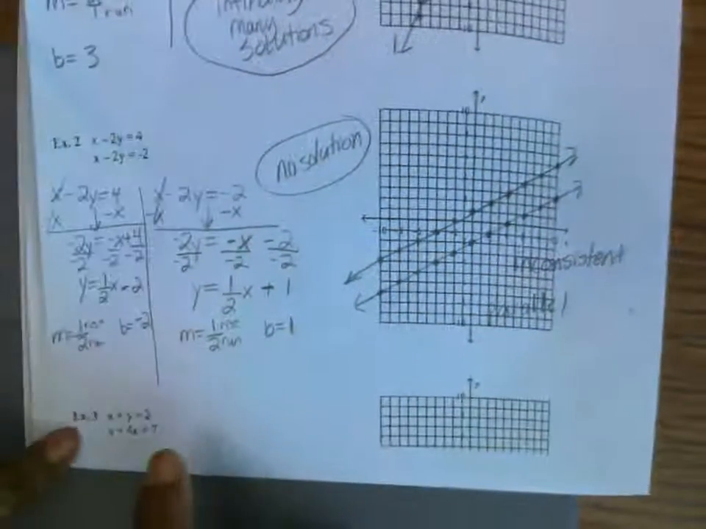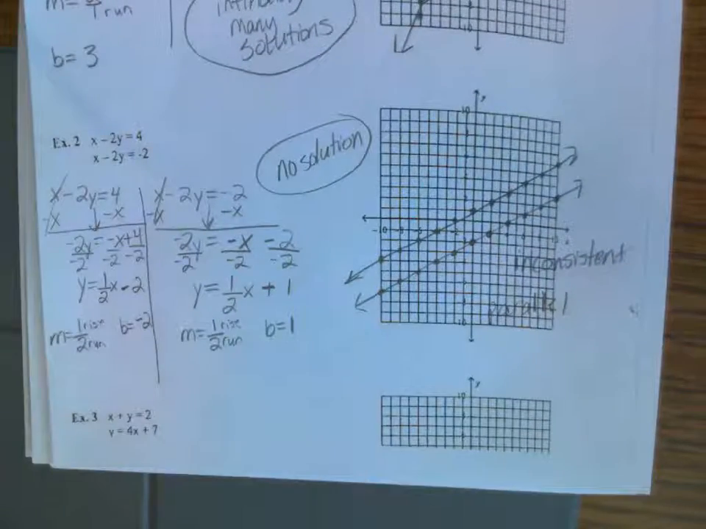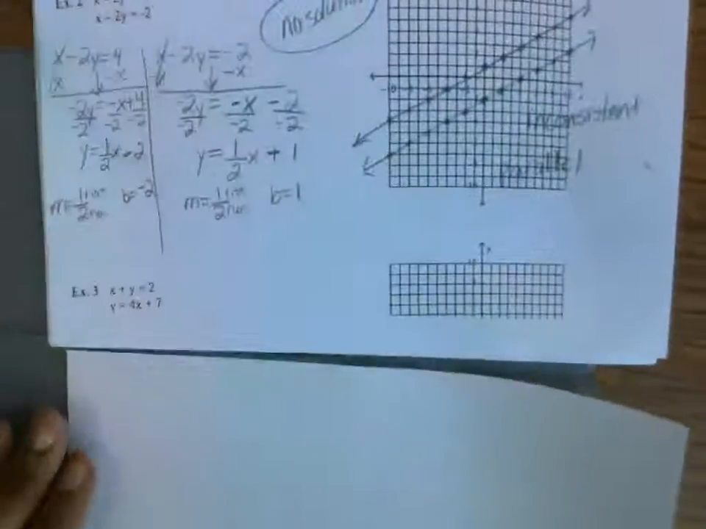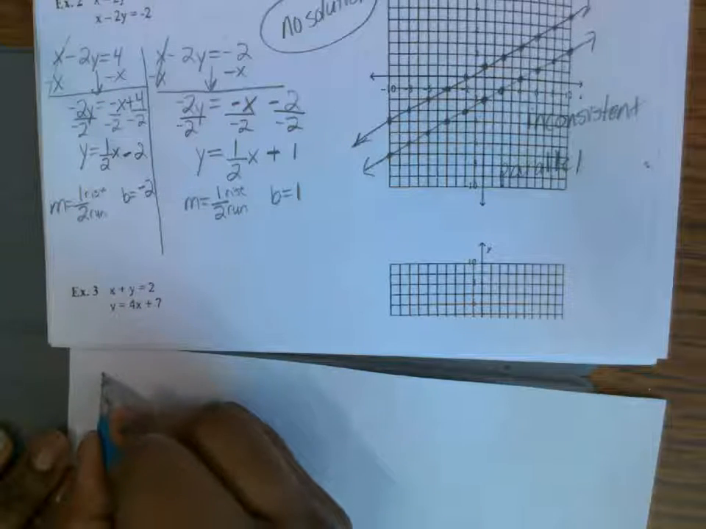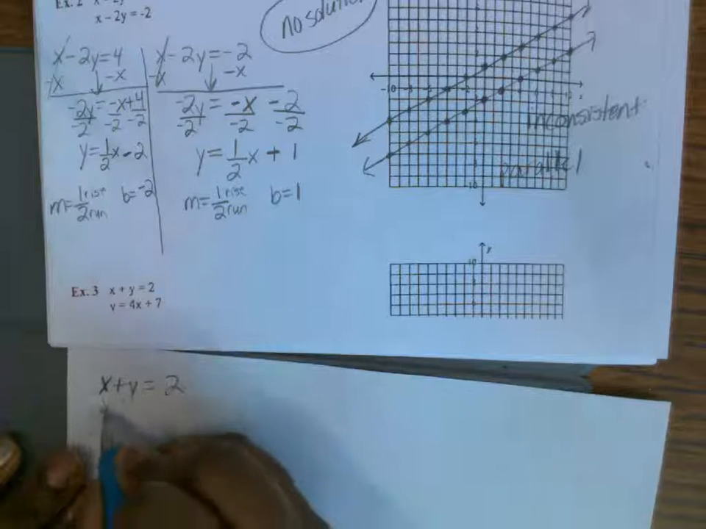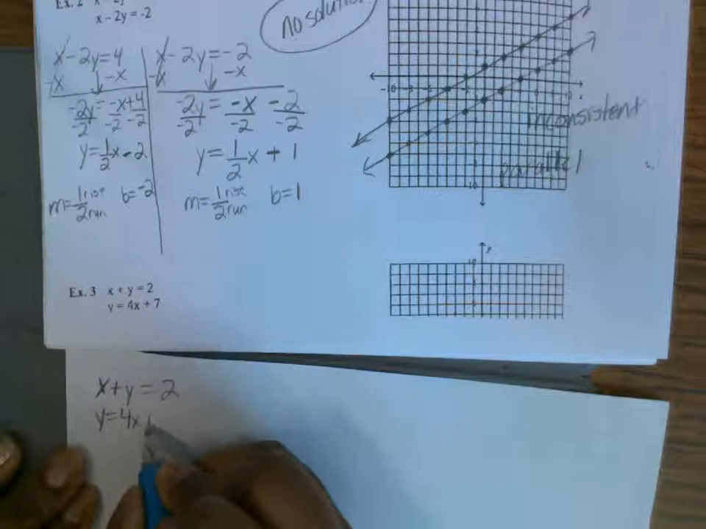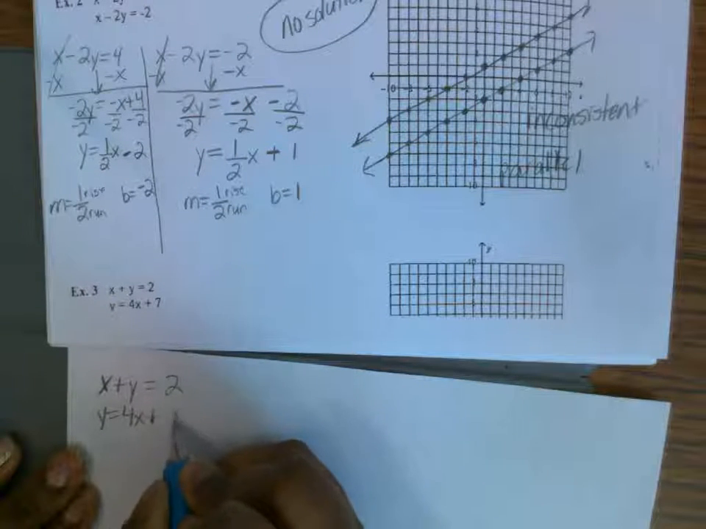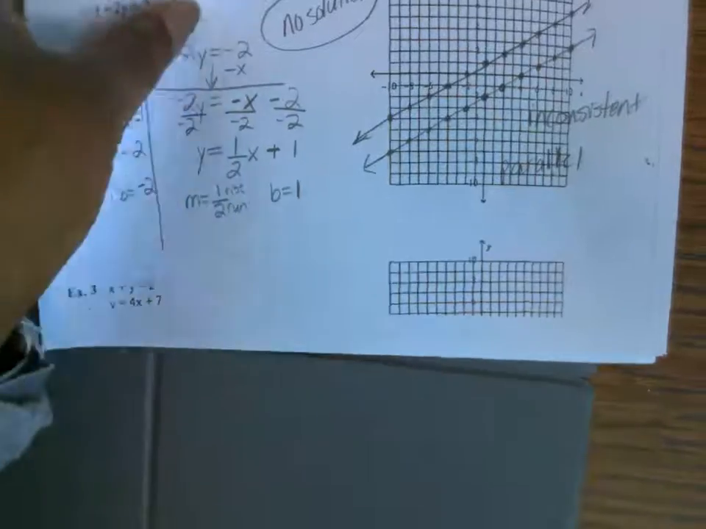All right, so now we're going to do number 3. My number 3 is chopped off, so I'm going to use a separate piece of paper. Your number 3 is in good condition. Mine is chopped off, so I'm going to rewrite it on this piece of paper here. We have x plus y is equal to 2, and then y is equal to 4x plus 7. I poked a hole in the paper. All right, so this is my system. Let me use this as cushion.